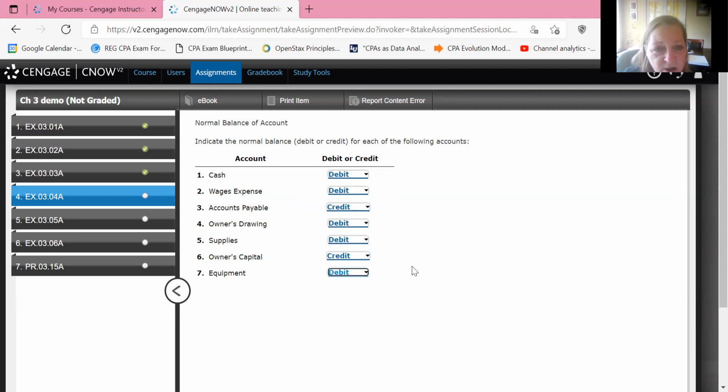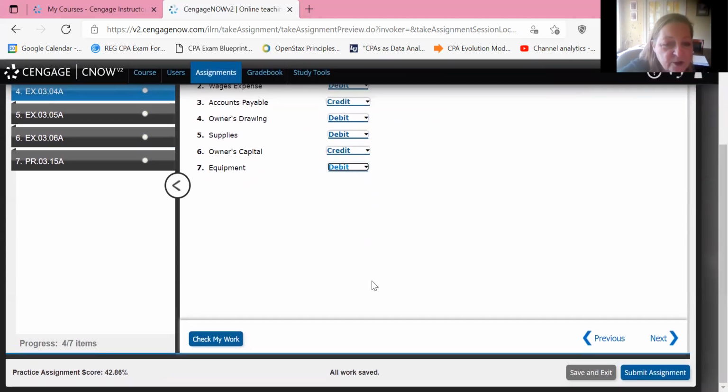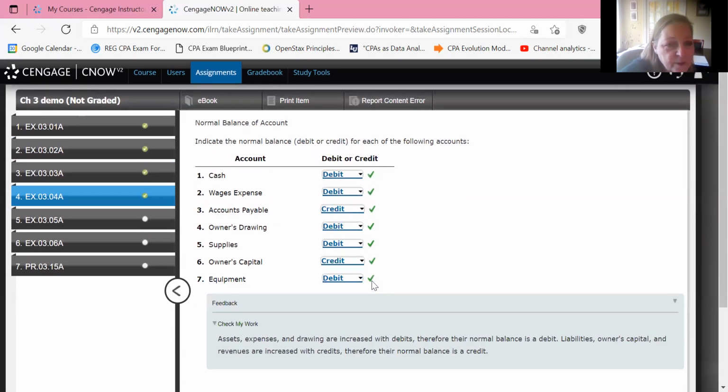So before I click it, I got to look and make sure I have got it right. So assets, drawing, and expenses all should increase with a debit, which means they have a normal debit balance. And so let's see what we got. Yes, that's good. Cash and wage expense, both debits. Accounts payable credit, owner's drawing debit, supplies debit, equity credit, and equipment debit. So I should be right. Let's see. Yay, we got it.